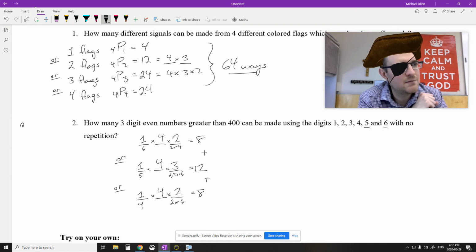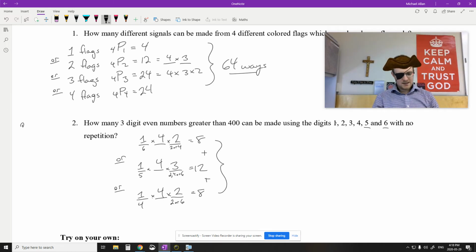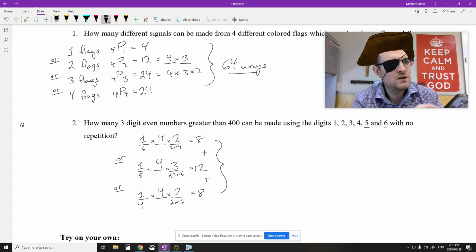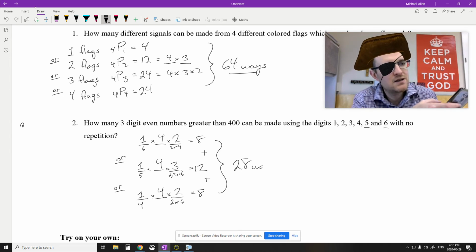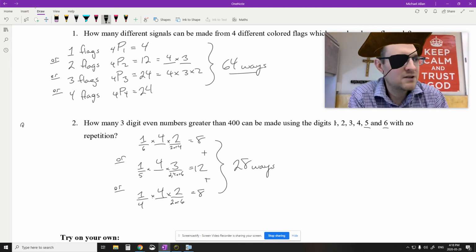If I add them together, what do I get? 16 plus 12. Mental math is not working today. 28 ways.